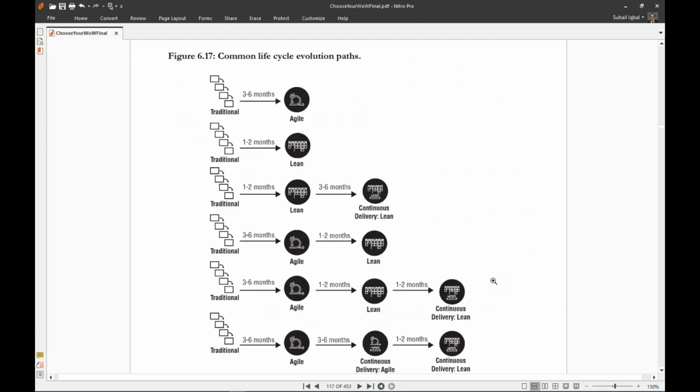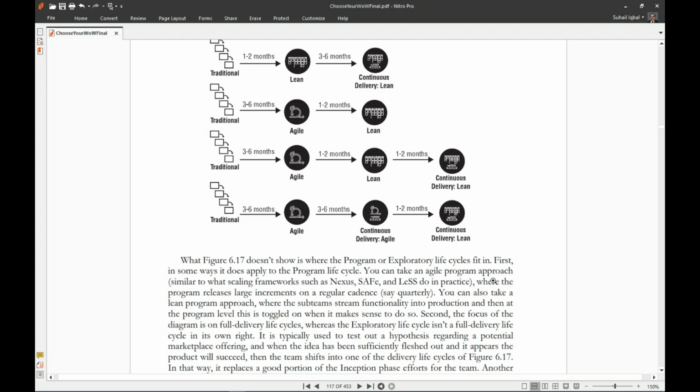Figure 6.17 is a common life cycle evolution path. It says if your project is traditional at 3 to 6 months, you can convert it to agile in 3 to 6 months. A traditional 1 to 2 months to agile, 1 to 2 months to lean, and then 3 to 6 months to continuous delivery lean. 3 to 6 months to agile, and then 1 to 2 months to lean, and then 1 to 2 months to continuous delivery lean. Similarly, 3 to 6 months to agile, 3 to 6 months continuous delivery agile, and ultimately continuous delivery lean in 1 to 2 months.